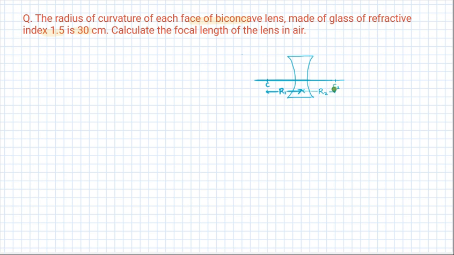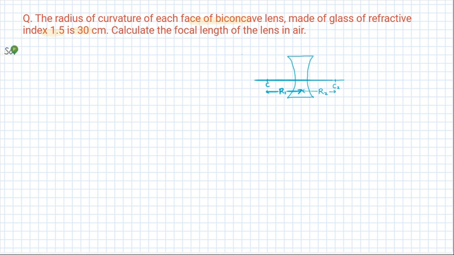Now in the question they have only said that the radius of curvature is 30 centimeter, and since this is a biconvex lens, that means they are made of the same material. If they are made of the same material, in that case the radius of curvature should also be equal. So let me write down the important points which you have been given. So you can write down solution.